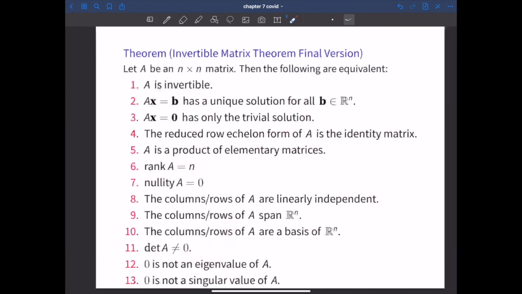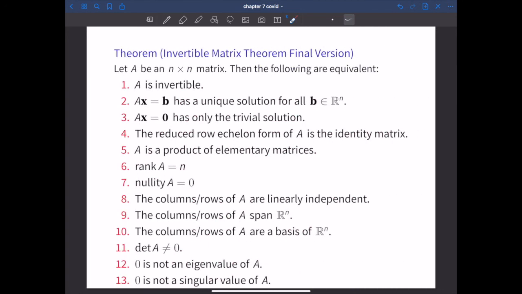It turns out that if 0 is not a singular value of that matrix, then that also is enough for you to conclude that the matrix is going to be invertible. So why is this true? Well, if your matrix is n by n, then that means you're going to get n singular values.